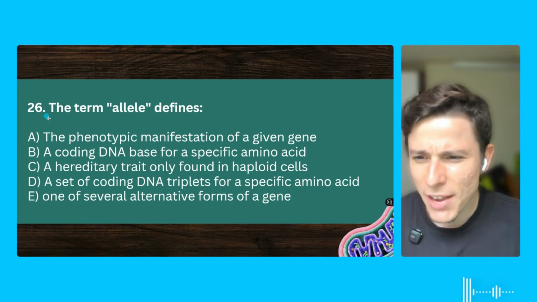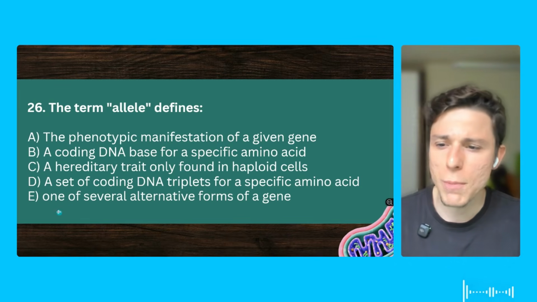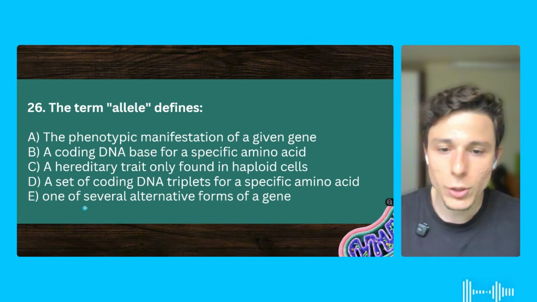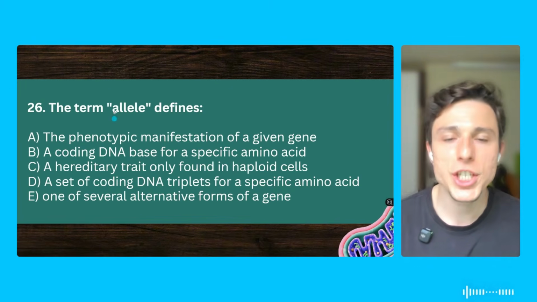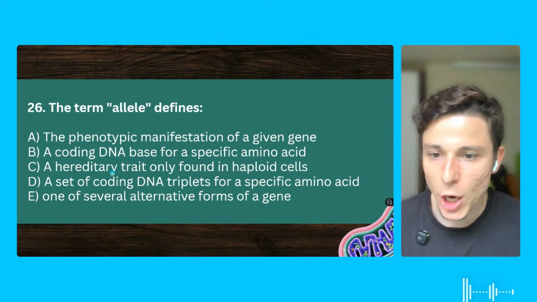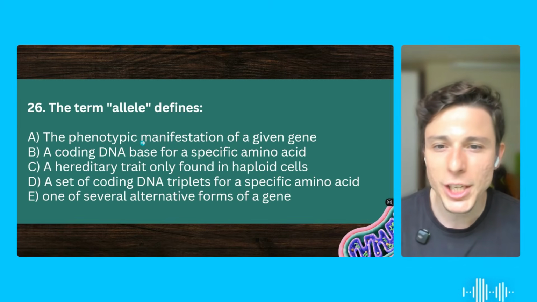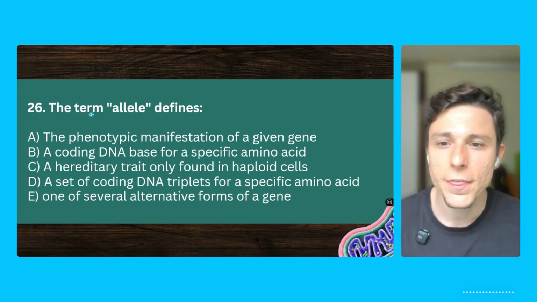So in this case, we're going to have a lot of distractors here, but the correct option is letter E, one of the several alternative forms of a gene. Questions like this are very fundamental. You might find an option here that is correct in some way, but does not define or does not answer the question itself.